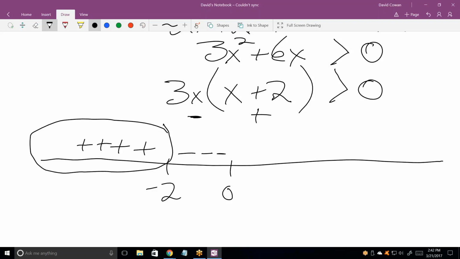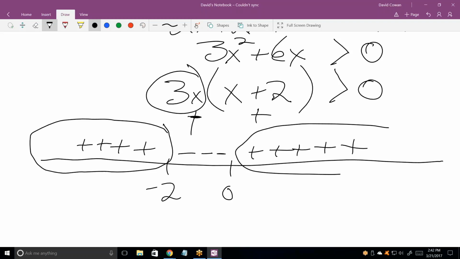Now pick a number to the right of 0. 1. What's this term when I pick 1? Positive. What's the other term when I pick 1? Also positive. So that's positive. So now I know exactly where the original function is increasing and where it's decreasing. Where is the original function increasing? On what interval?